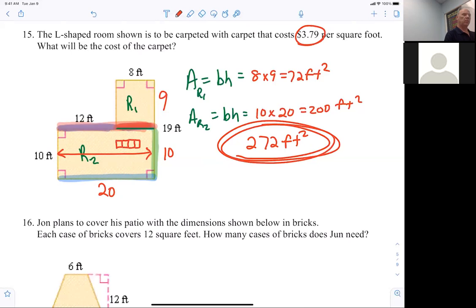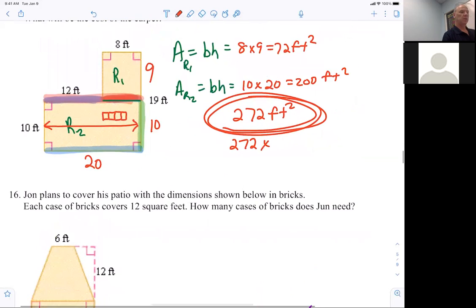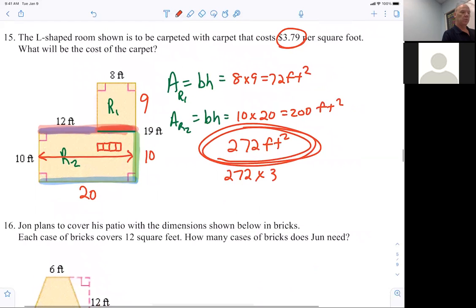Yay, girl. All right. Feels good. 272 times $3.79 is $1,030.88. Anybody else get that? All right, that's a good job if you understand that. If you understand that, we're in pretty good shape. And it's okay to do it a little bit differently. The shape, if you cut it differently, it's still going to have the same area. All right, still going to have the same area.